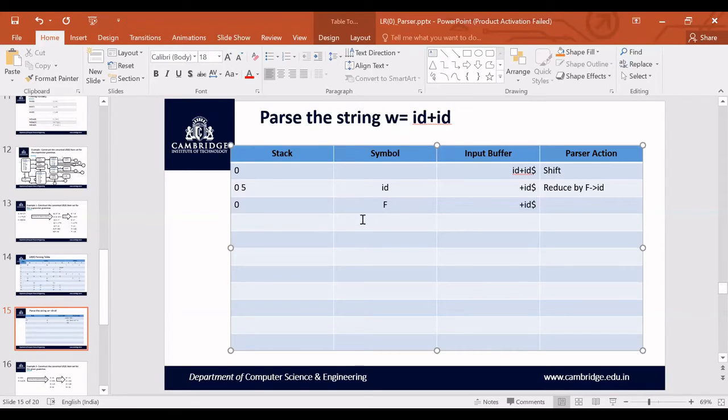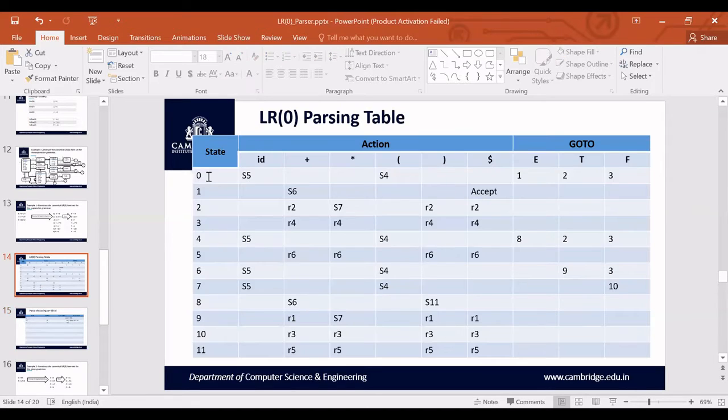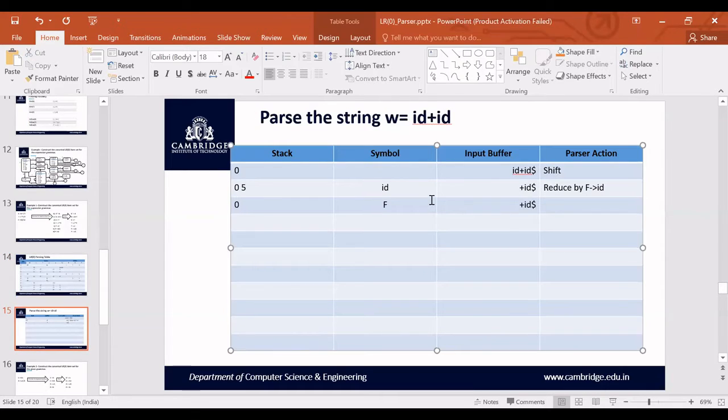What is 0 on state F or symbol F? 0 on F is 3. I will be pushing this 3 onto the stack top. I'm just replacing 5 with 3. So how many symbols have I reduced? I have reduced one symbol. So that one state I am going to pop out of the stack.